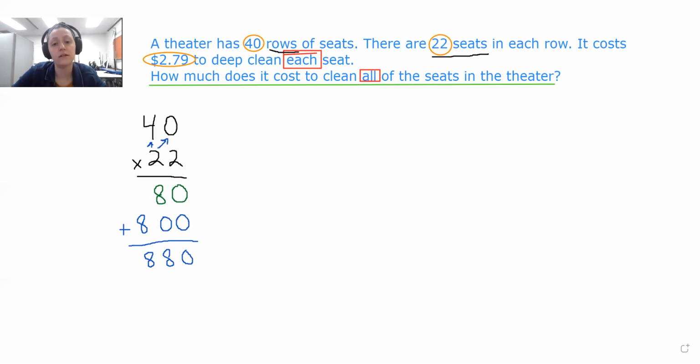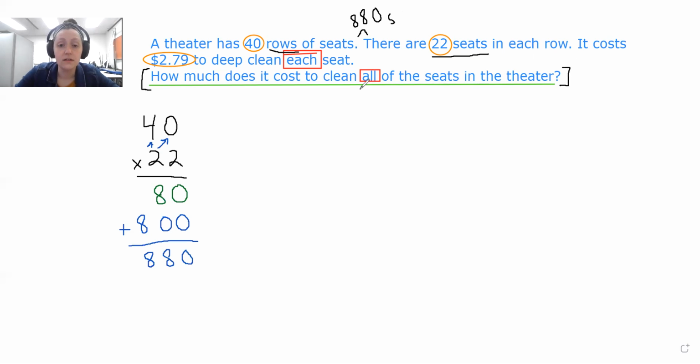So I know that there is a total of 880 seats in this entire theater. And it costs $2.79 to deep clean each of these seats. Okay, if we look back at my question, it is asking me how much does it cost to clean all of the seats in the theater.